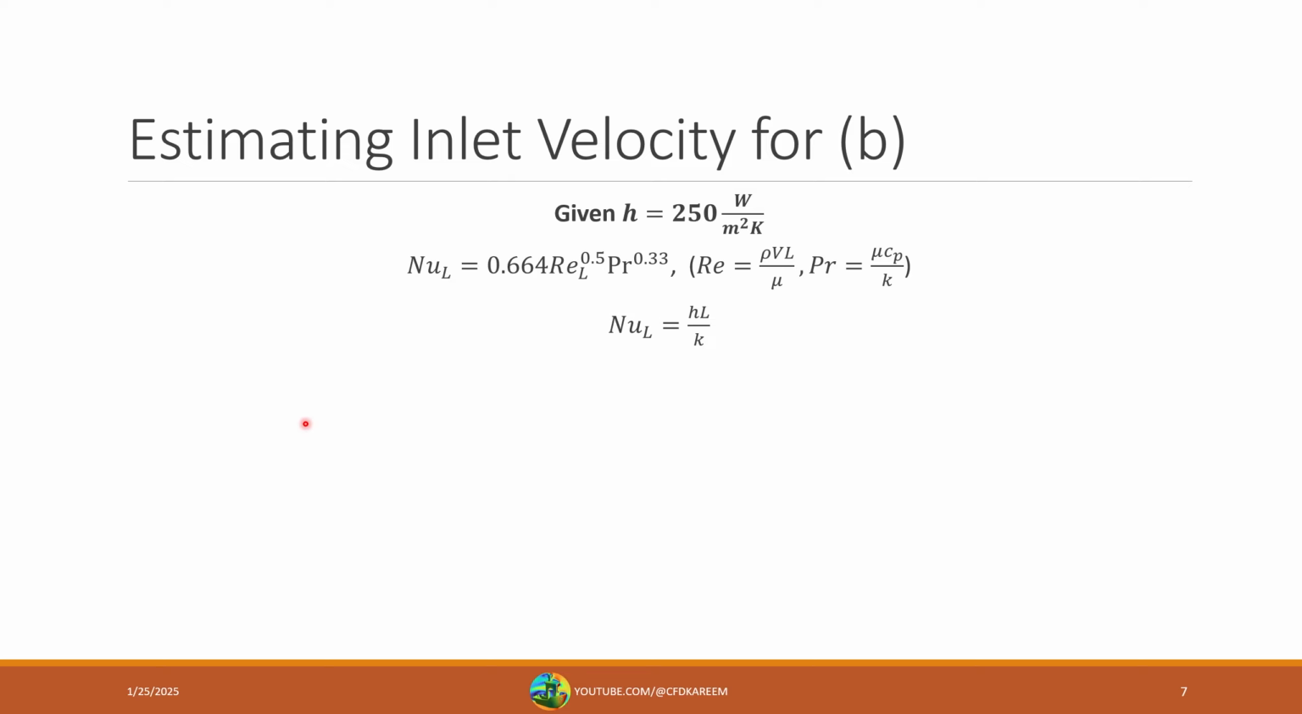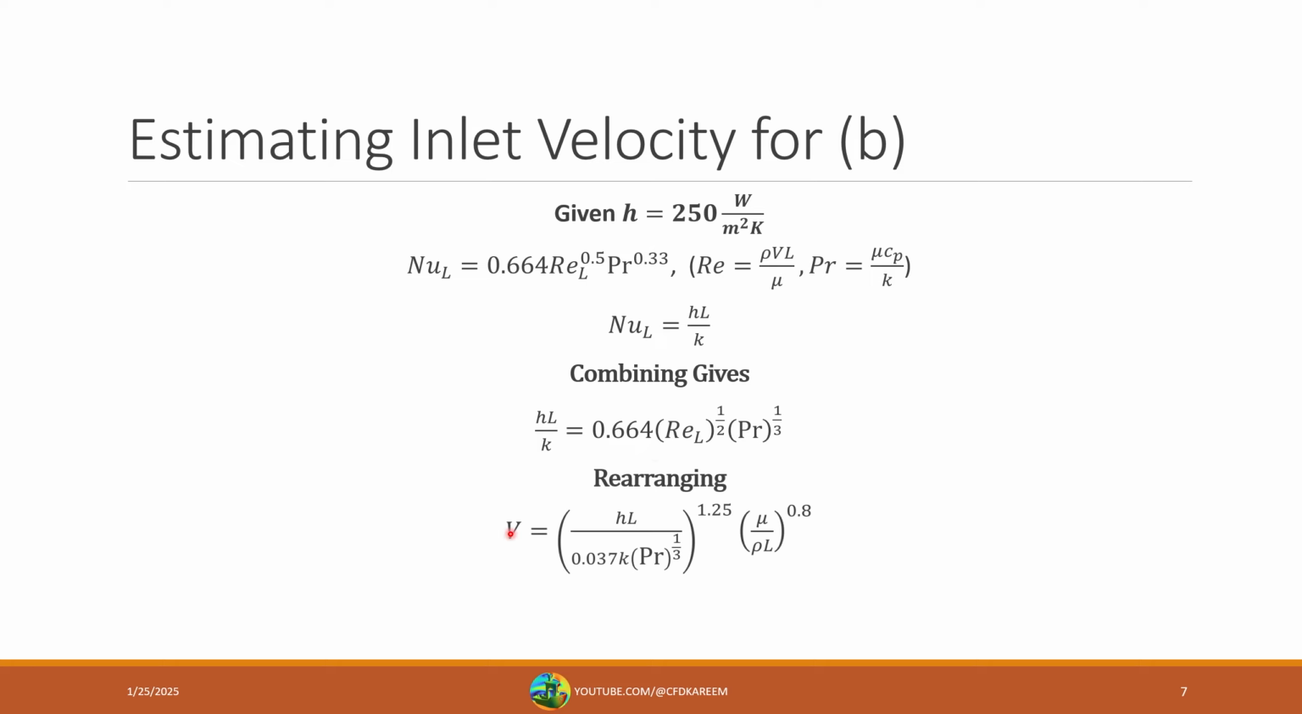We have these empirical equations that allow us to estimate the Nusselt number and in turn estimate the heat transfer coefficient on flat plates. In this case, we're going to use the Nusselt number of 0.664 times the Reynolds to the 1/2 power times the Prandtl to the 0.33 power. We also have this equation for the Nusselt number is equal to HL over K. What we can do is set those equal to each other by combining these two equations. With a little bit of rearranging, we can solve for the velocity term, which comes out of our calculation of the Reynolds number.